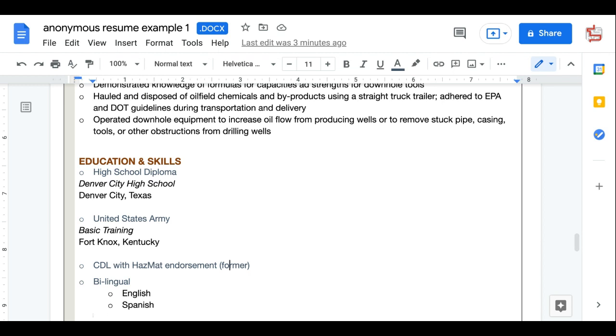You can also put references available upon request at the end of your resume. You do not have to list your references there. For most positions, if the job ad specifically says for you to submit your references with your resume, then by all means include that. But if not, it's okay to just put references available upon request.